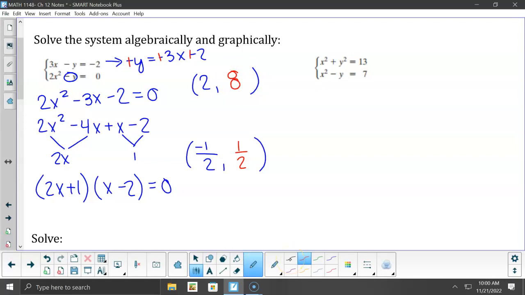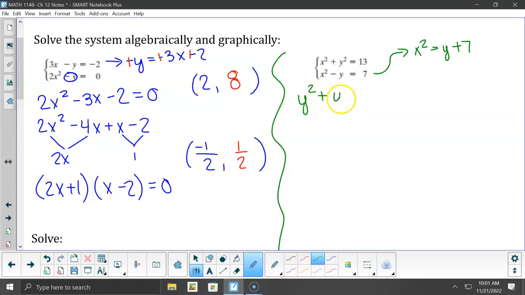All right. That second one, how do you guys want to handle that? I would just change that second one. So the second one becomes x squared equals y plus 7. And then I would just replace the x squared with the y plus 7. Because then it's in quadratic form and I can factor real quick. So then I got y squared plus y plus 7 equals 13.